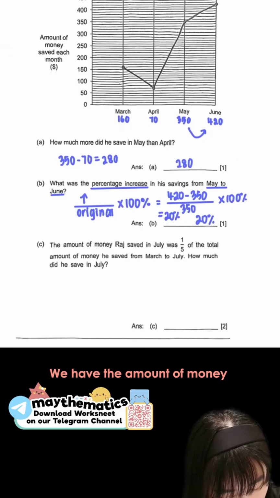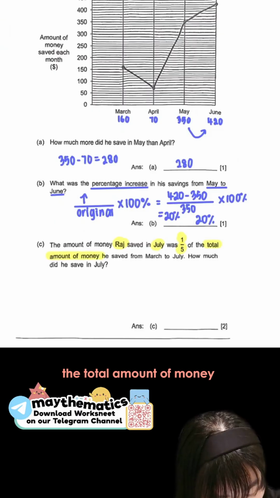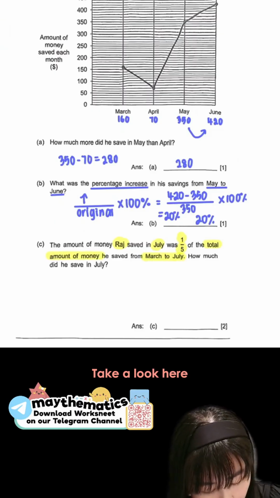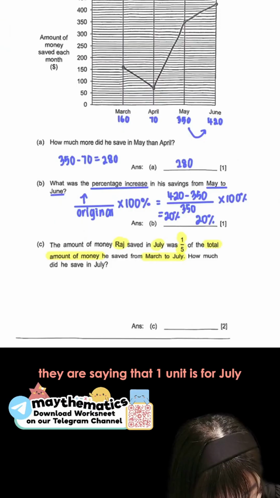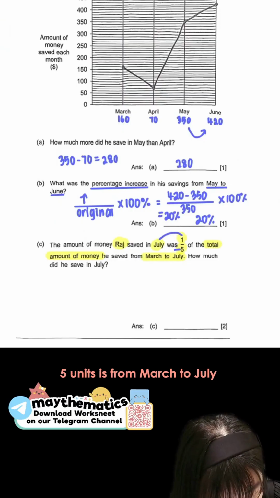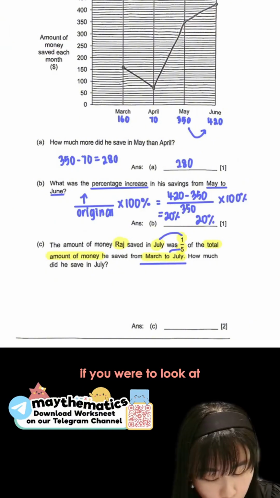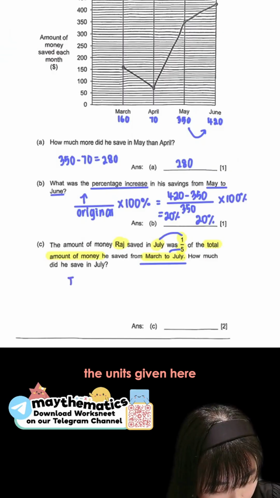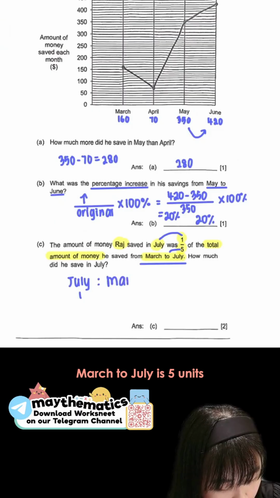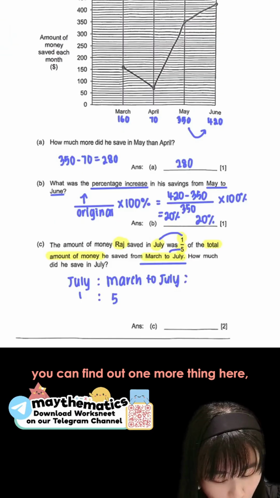The amount of money Raj saved in July was 1/5 the total amount of money he saved from March to July. So take a look here. They are saying that 1 unit is for July and 5 units is from March to July. If July is 1 unit, March to July is 5 units. So you can find out one more thing here.